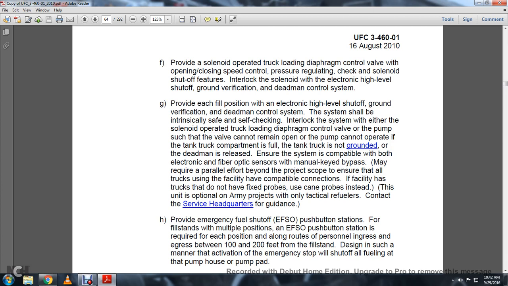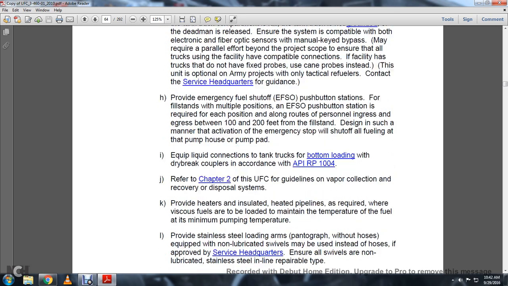A manual key bypass may be required. Parallel effort beyond the project scope may be needed to ensure that all trucks have compatible connections to the facility. For trucks that do not have fixed probes, use the cam probes instead. This unit is optional for the Army projects; for the option, only tactical refuelers, connect with the service headquarters for guidance.